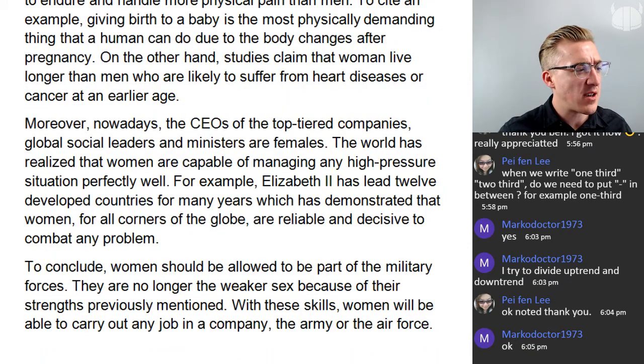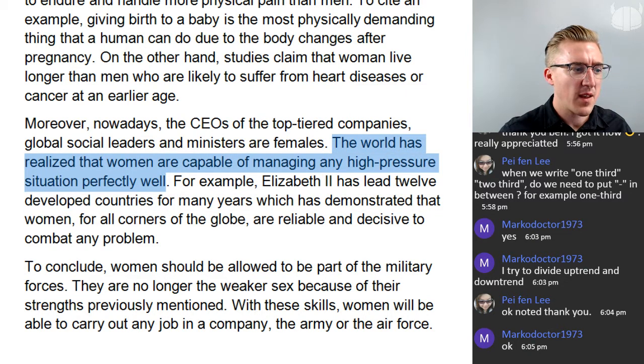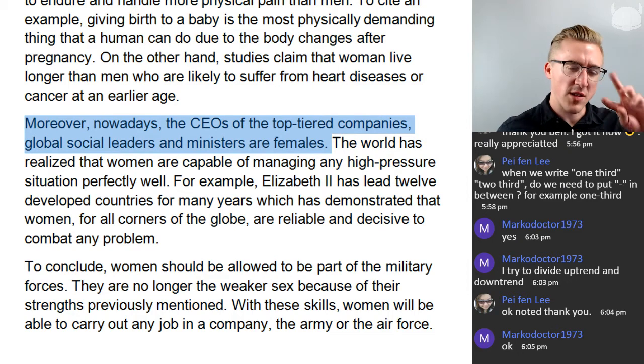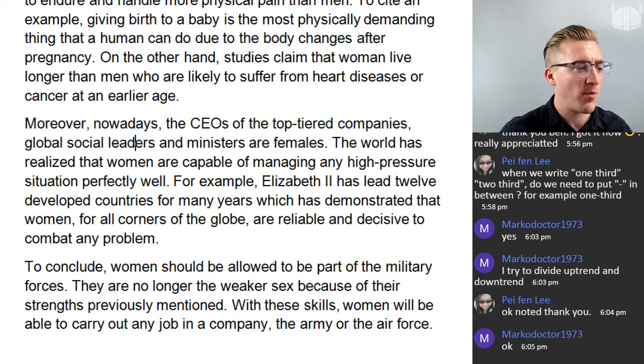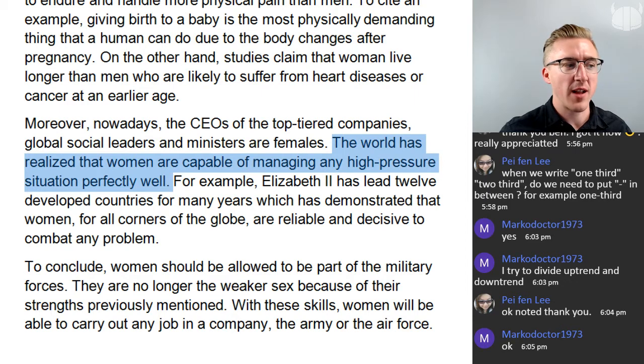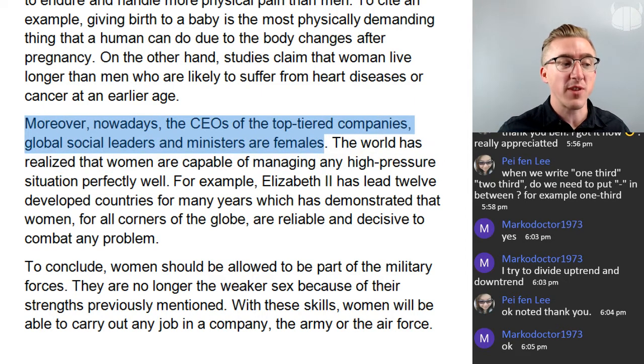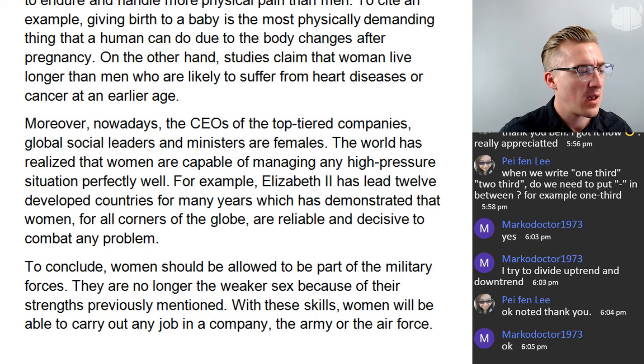Moreover, nowadays the CEOs of the top-tiered companies, most are females. Yeah, this is actually your main idea here. This is support for it. So switch those sentences around. Women are capable of managing high-pressure situations perfectly well. This is proof of that idea. But don't start with the proof. Start with what your idea is. Okay? Elizabeth II.